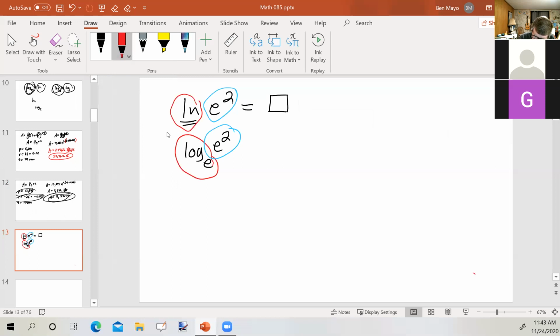So log base e of e squared equals box. If I take that logarithmic equation and write it as an exponential equation, the base would be e. So e to the box equals e squared. Do you see how I got from here to there?